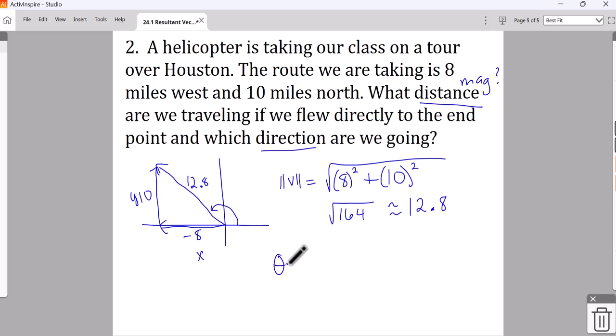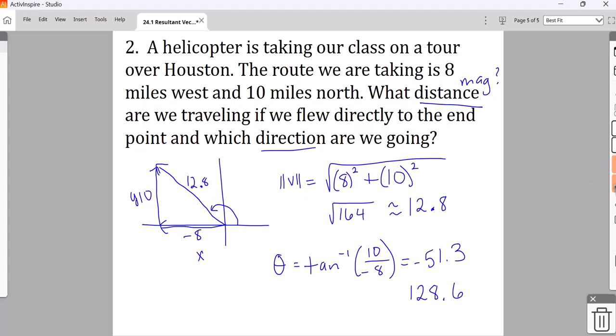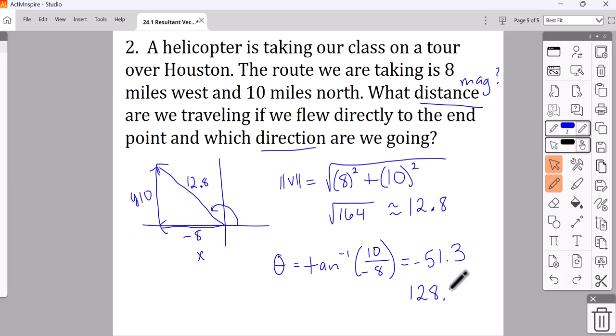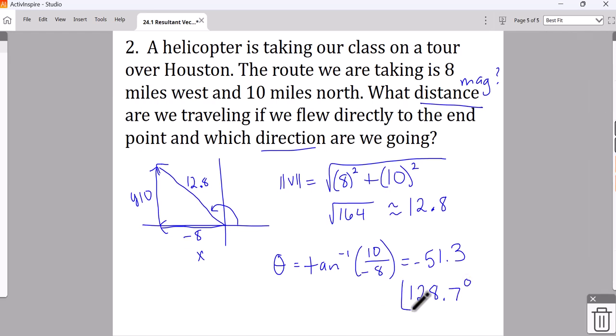And then our direction would be inverse tangent of our y value, +10 over -8, since we're going to the left. And that would give me -51.3. And because we're in quadrant 2, we need to add 180. And that's going to give me a final direction of 128.7 degrees. So our magnitude would be 12.8 and our direction would be 128.7.